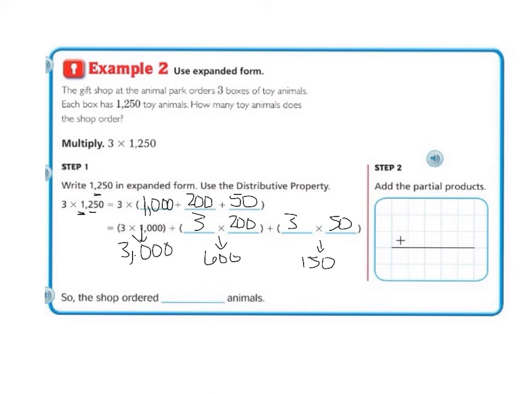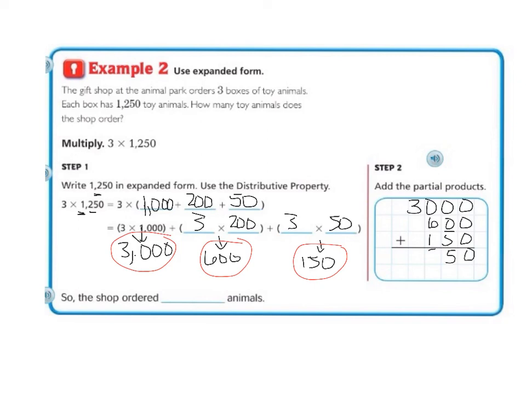And then I'm going to take these three numbers and add them together. So let's line them up over here. My first number was 3,000. My second number was 600. And my last number was 150. 0, 0, 0, 0. 0, 0, and 5 is 5.